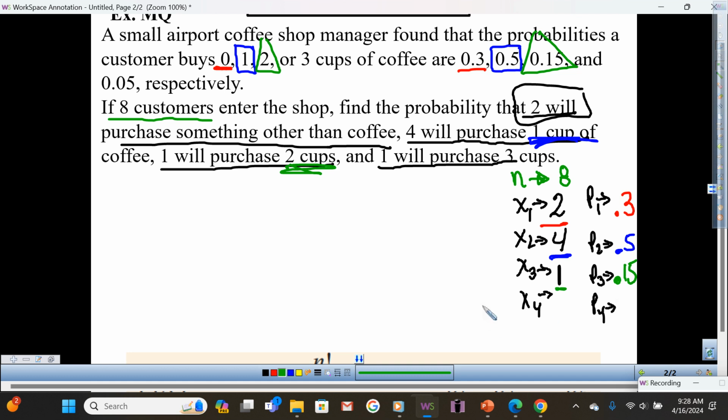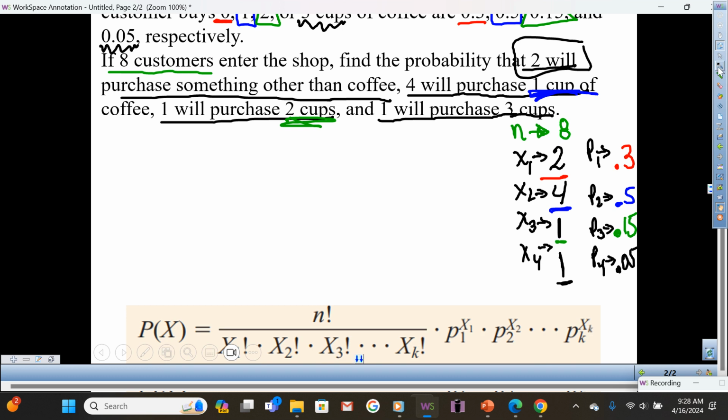All right, and last but not least, 1 will purchase 3 cups of coffee. Where's 3 cups of coffee? Right here. And what's its percentage or its probability? 0.05. Yes? All right, so now that we have all our labels, use the formula, set it up.